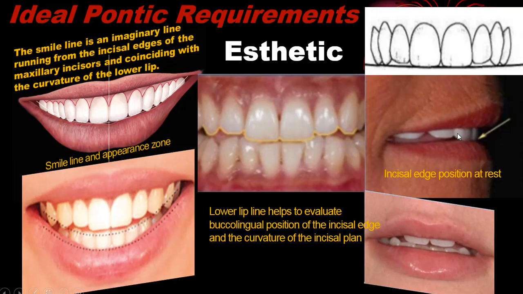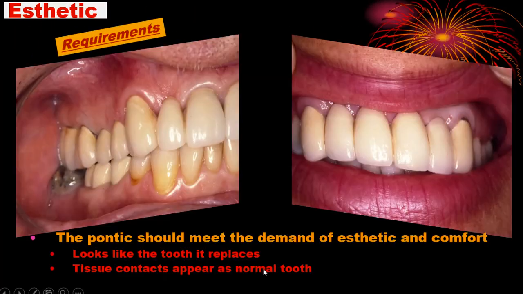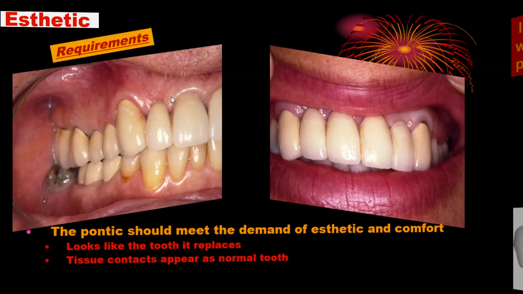لذلك لما نسوي arrangement of the teeth لازم نعطي هذه العلاقة. هذا الانجليشن تعطينا buccolingual angulation of the tooth، والappearance zone يعطينا the facial view of the tooth. طبعا حتى يعطينا aesthetic requirement, pontic should look like the tooth it replaces and tissue contact should appear normal. يعني لما نشوف tooth looks normal and there is a normal or appears normal tooth contact.